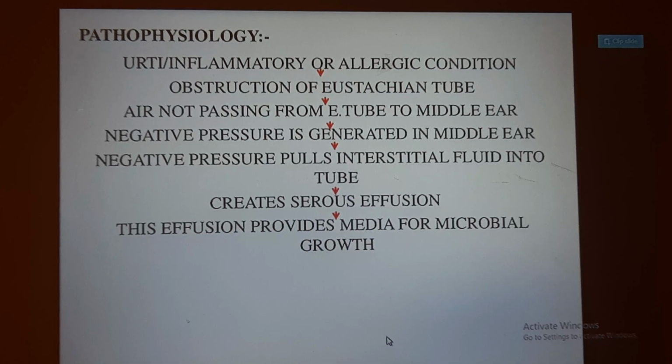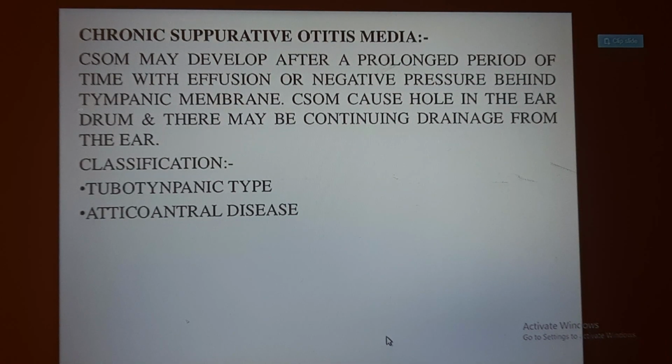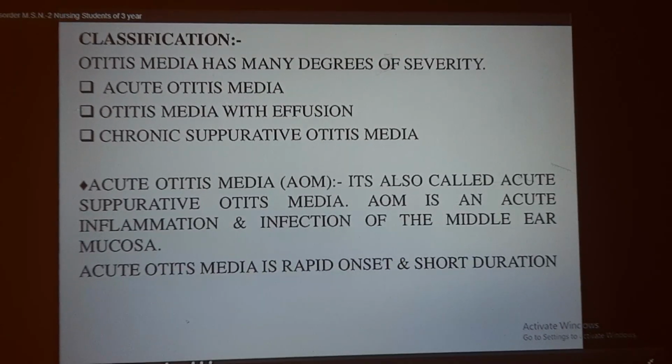Now we will see chronic suppurative otitis media. The word chronic means longer duration. The word acute means shorter duration. Chronic means longer duration, suppurative is pus collection, and otitis media is inflammation of the middle ear. So chronic suppurative otitis media is a prolonged period of time with effusion. Here pus is also there, fluid accumulation is also there, and negative pressure. See in the ear part, I'll show you.